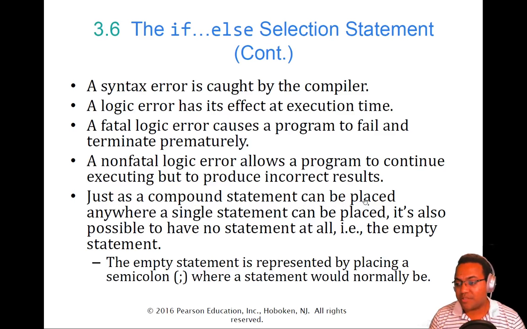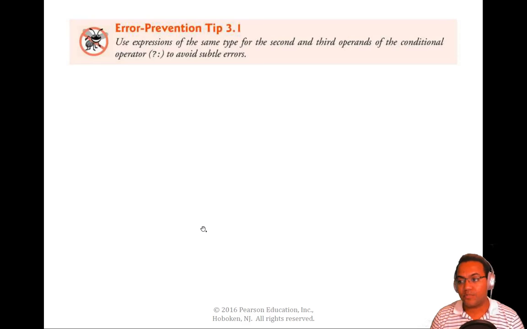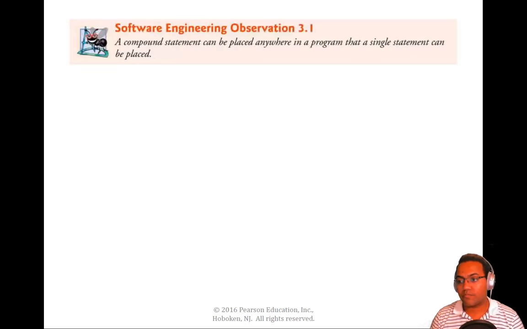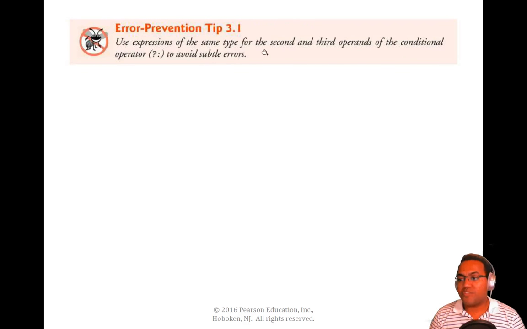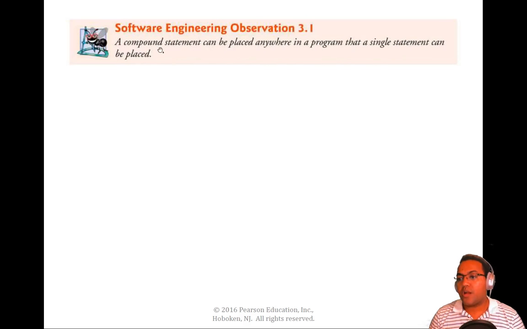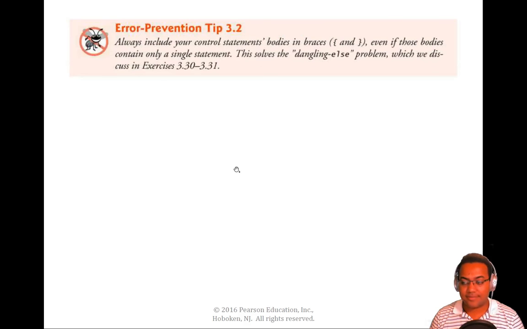Just as a compound statement can be placed anywhere a single statement can be placed, it's also possible to have no statement at all. An empty statement is represented by placing a semicolon where the statement would normally be. So, use expressions of the same type for the second and third operands of a conditional operator to avoid subtle errors. A compound statement can be placed anywhere in a program that a single statement can be placed.